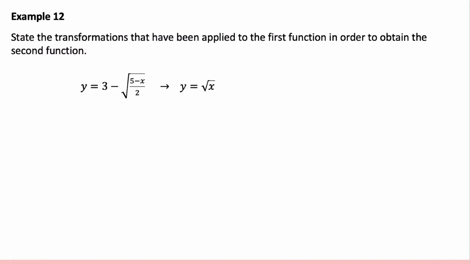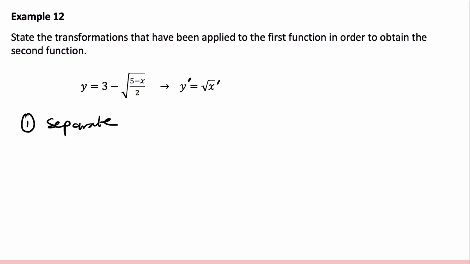All right, so you can see that once you get the hang of it, how quick you can go. All right, next one again, say the transformations that have been applied to the first function in order to obtain the second. So that's our second function, it's the new. First thing I'll do is go ahead and put the dashes in.